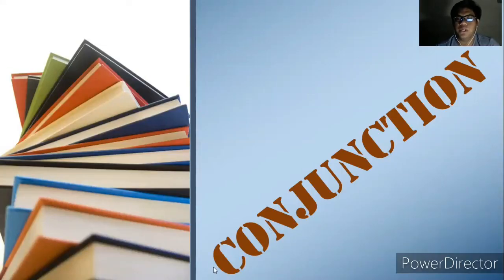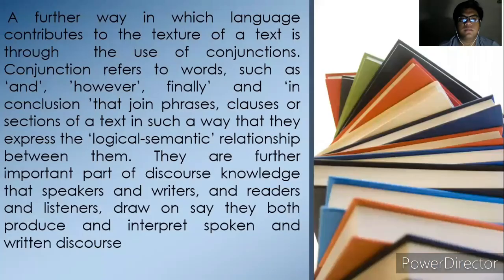Good afternoon. Today let's talk about conjunction. First, let's define what conjunction is. A further way in which language contributes to the texture of a text is through the use of conjunction. Conjunctions refer to words such as and, however, finally, and in conclusion that join phrases, clauses, or sections of a text in such a way that they express the logical semantic relationship between them.